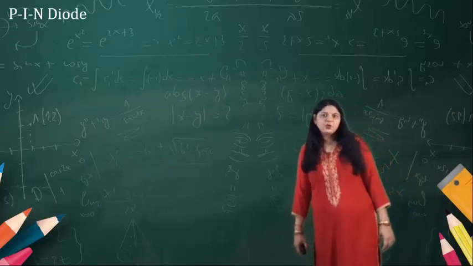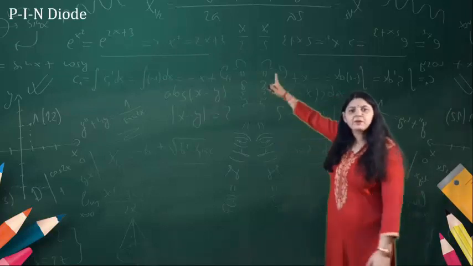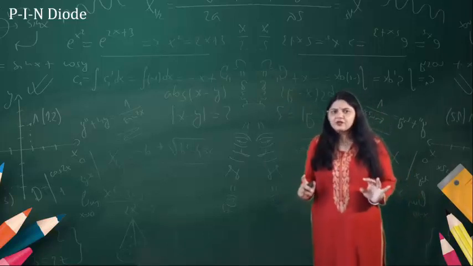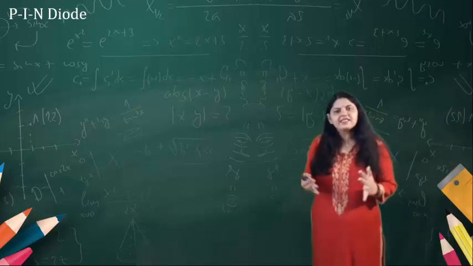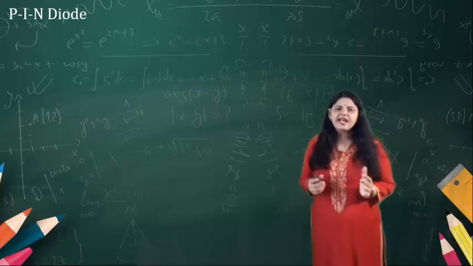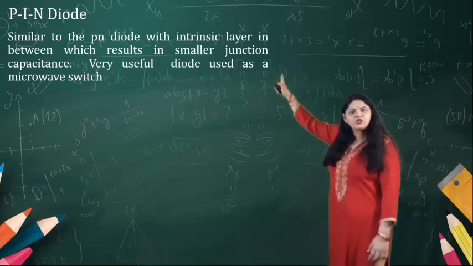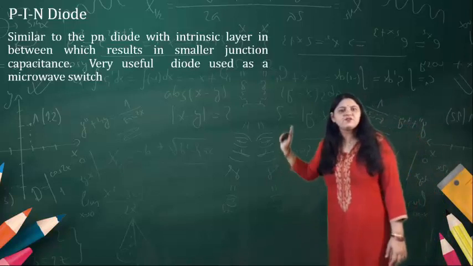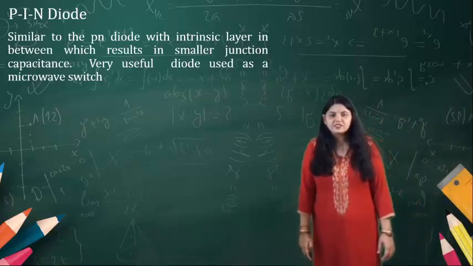Now the next diode is the PIN diode. The name itself says that it's like the PN diode, but there is a sandwich, that is, the intrinsic material is sandwiched between the P type and the N type layer. So it's similar to the PN diode with an intrinsic layer in between, which results in a smaller junction capacitance.